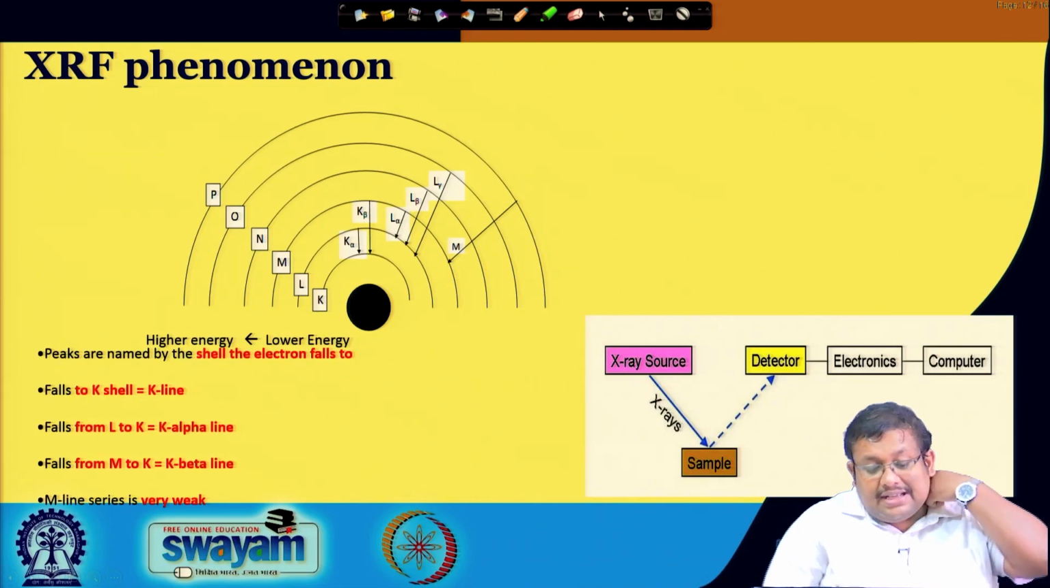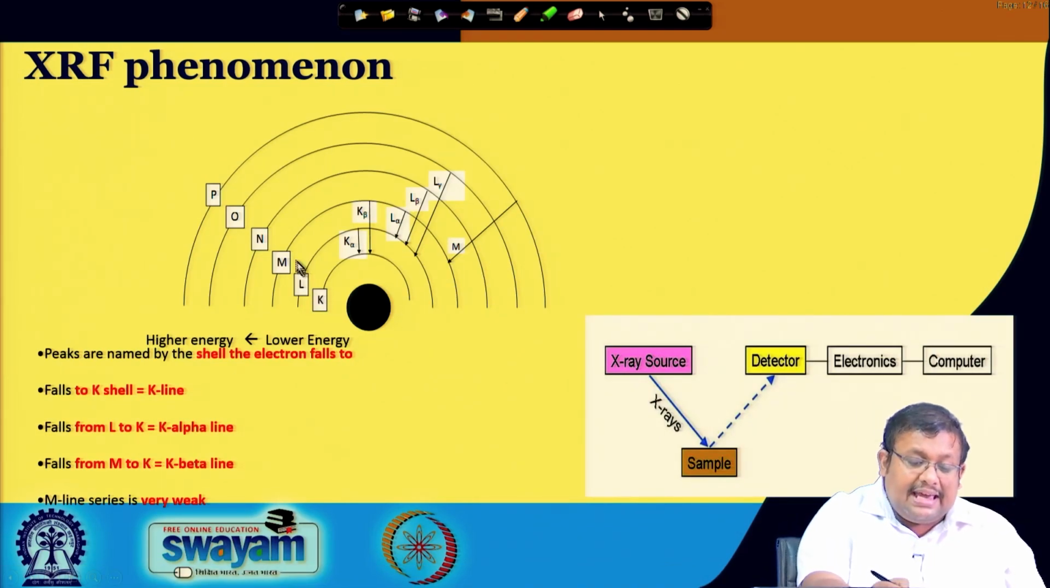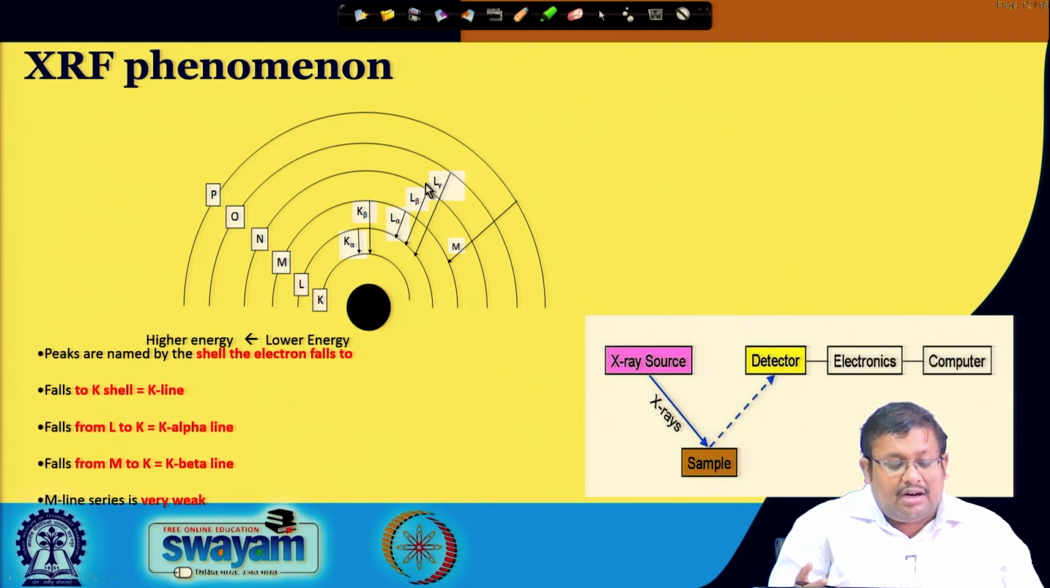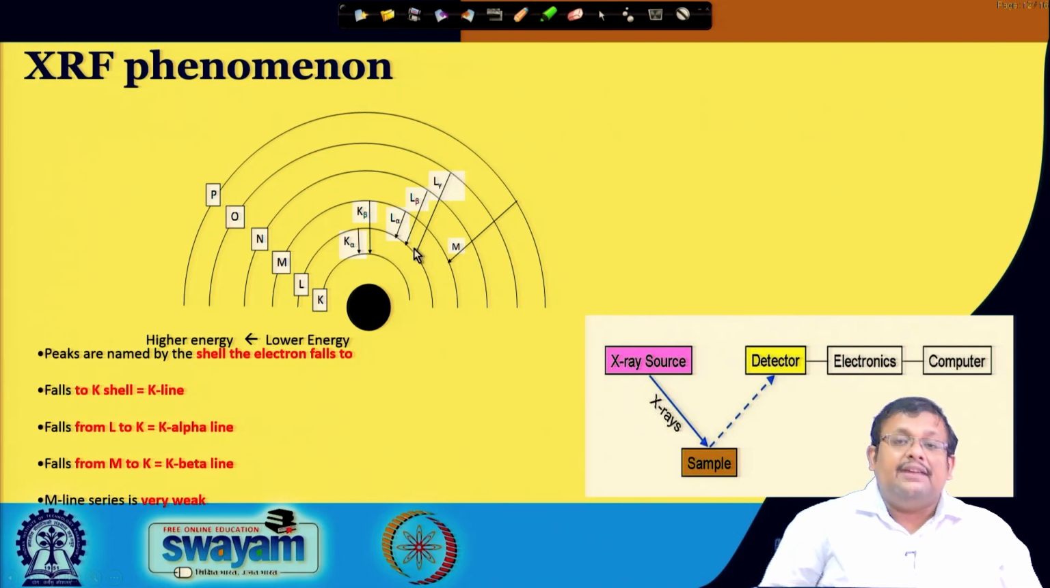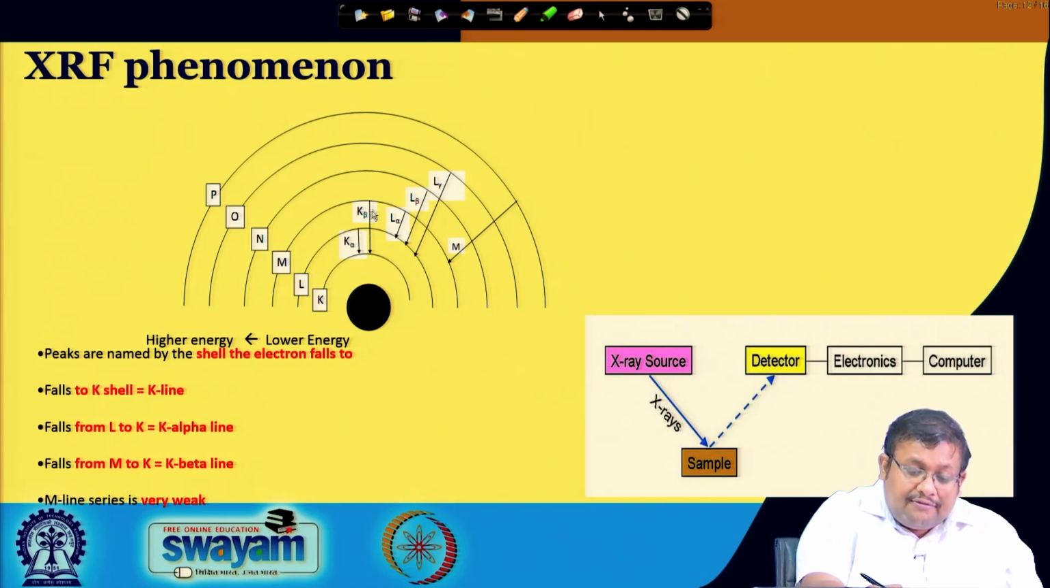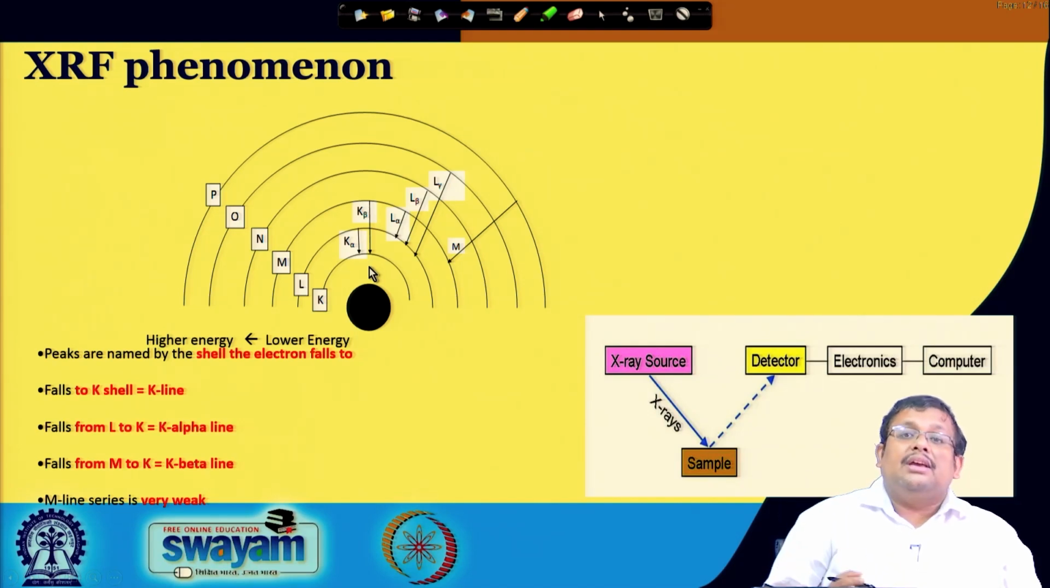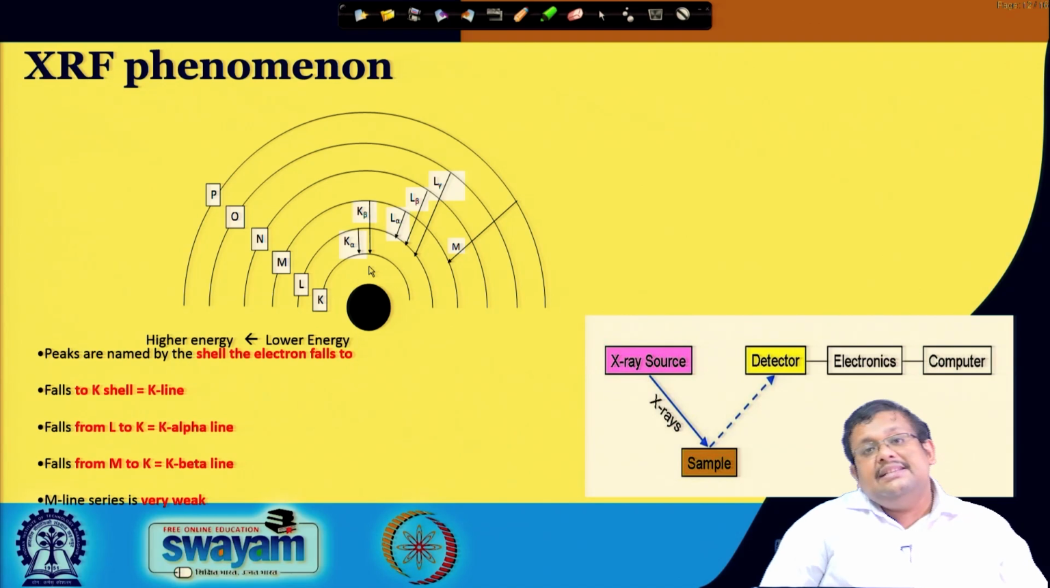So, you can see there are different types of orbitals like K, L, M, N, O and P, and depending on where these outer shell electrons are moving from, different peaks are named. For example, if some outer shell electrons fall to the K shell, then we call it a K line, and if they fall from L to K, then we call it K alpha. If they fall from M to K, then we call it K beta, and so on and so forth, and the M line series is very weak.